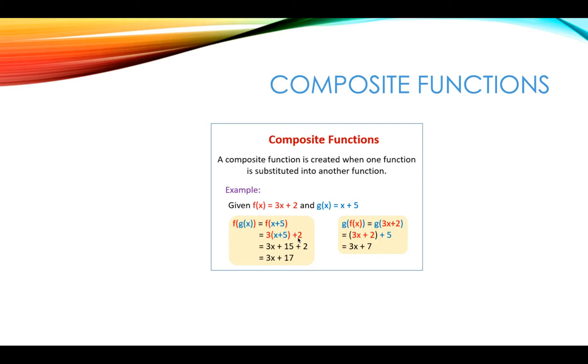Now we're going to do the other direction. We're going to do g of f of x. So that means we're going to take the function rule for f of x and plug that in everywhere we see x in the function g. So now instead of x plus 5, we have 3x plus 2 plus 5, and we end up with 3x plus 7.